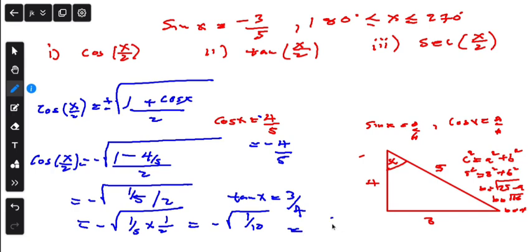Okay, the root of 1 is 1, then the root of 10 we don't know. So this is a surd, so we need to multiply by a conjugate. When I multiply by the conjugate, I'm going to get negative root of 10 divided by 10, because root of 10 multiplied by root of 10 is 10. So this is what we are going to have as our final answer for the first question.